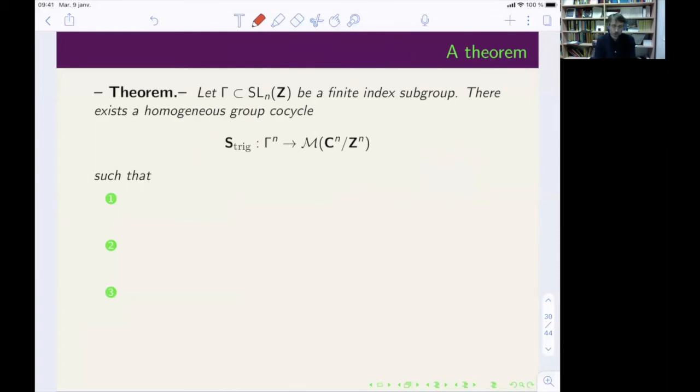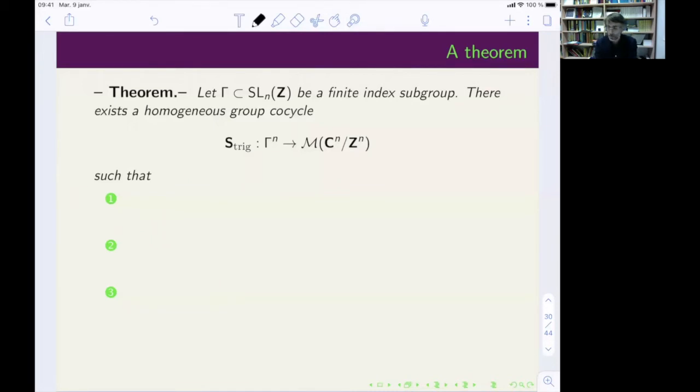And this theorem now does not deal only with SL2Z, but it deals more generally with SLnZ for any n. And what it says is that there exists something that will represent a cohomology class. And more precisely, it is a group cocycle. So what does it mean to be a group cocycle? It's a map from gamma to the meromorphic functions. Note that there is no more bar. It's really all the meromorphic functions on Cn mod Zn.